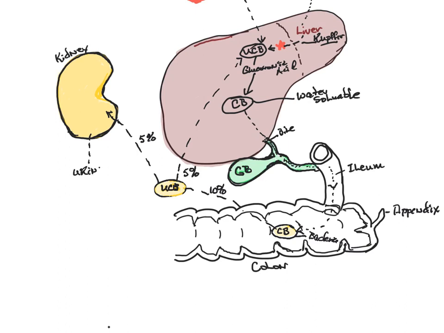Okay, so you're going to see that the urine is going to excrete bilirubin. And this bilirubin that comes out in the urine is what causes the yellow color of the urine.